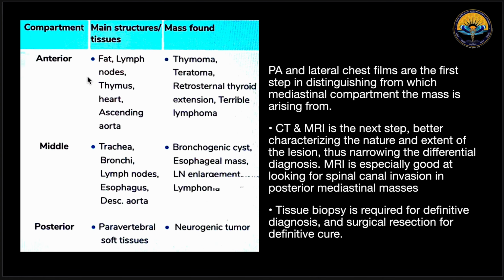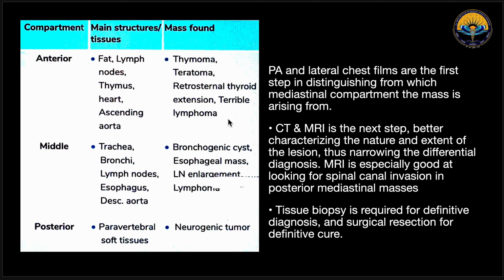So like we said, there is the anterior mediastinum, middle mediastinum, and posterior mediastinum. These are structures which we see in all of this mediastinum, and the masses which we see in the anterior mediastinum are the various T's, that is thymoma, teratoma, thyroid, or terrible lymphoma. Whereas in the middle mediastinum, bronchogenic cysts are very common, and for the posterior, neurogenic tumors are very characteristic. And lymphoma we can see in any of these.